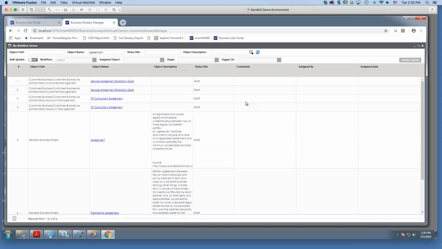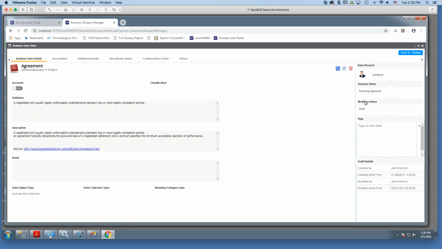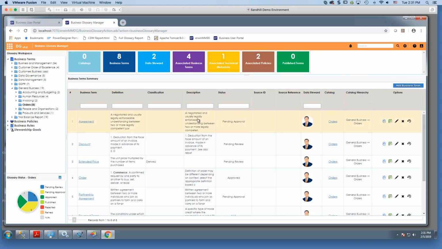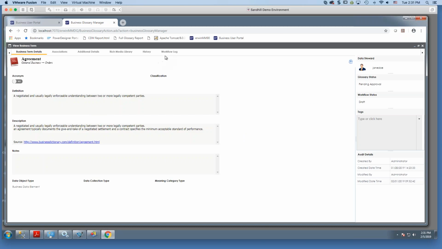And I go searching for an agreement, and I find my agreement. Okay, so there's my agreement. I'm looking for my workflow history. One quick sec. Might be outside this module. Here it is. Sorry, it was in the wrong place.